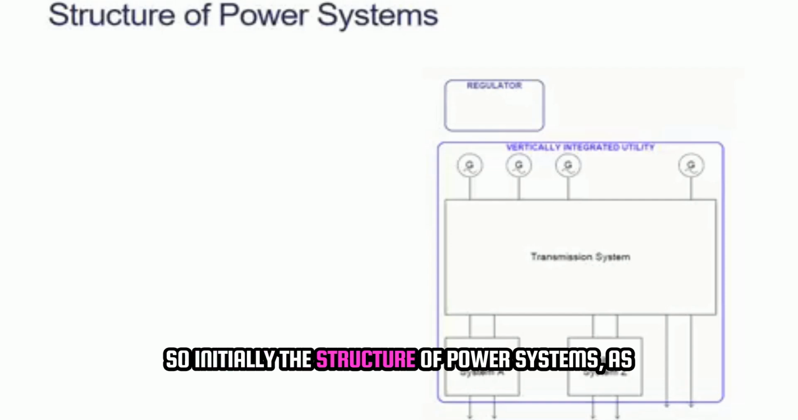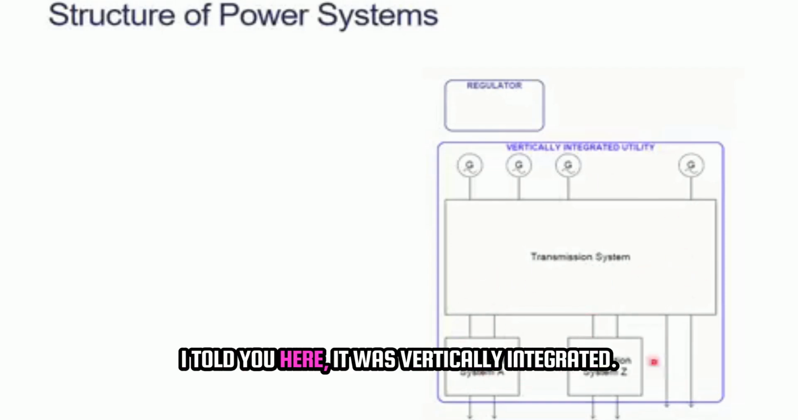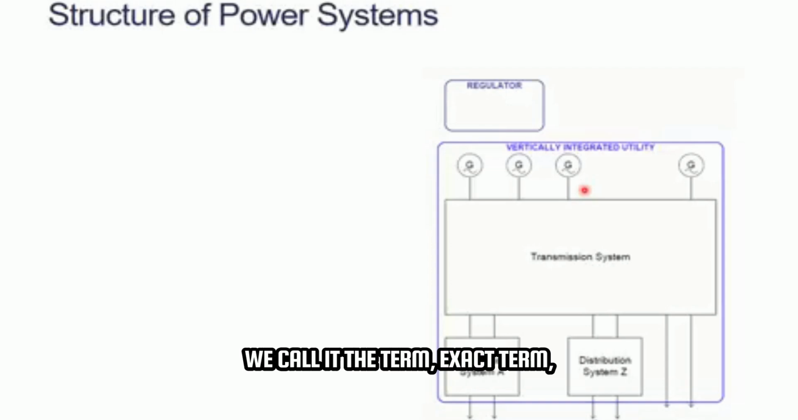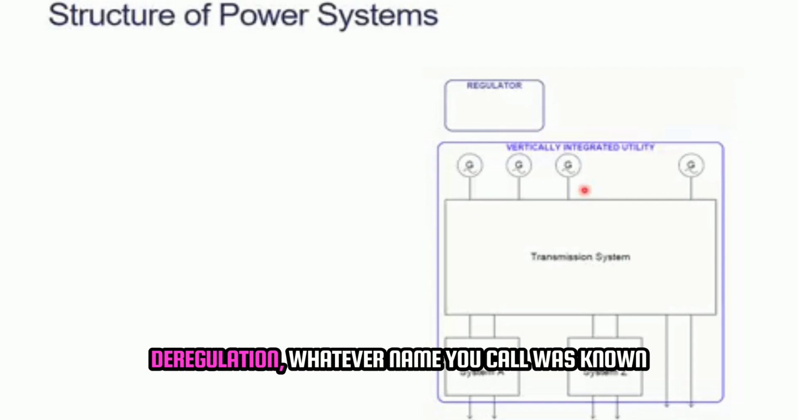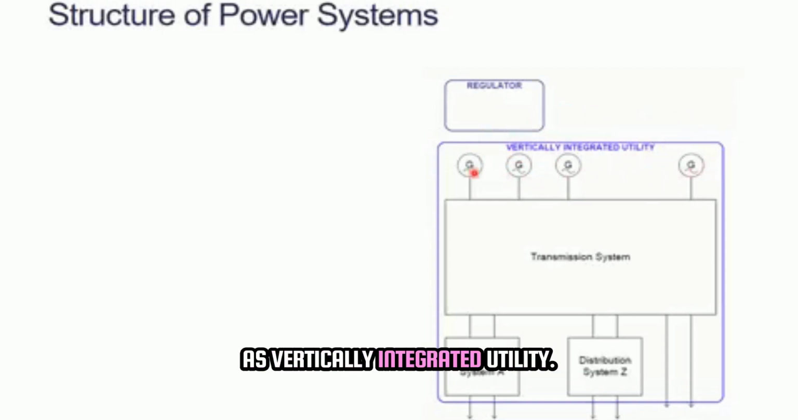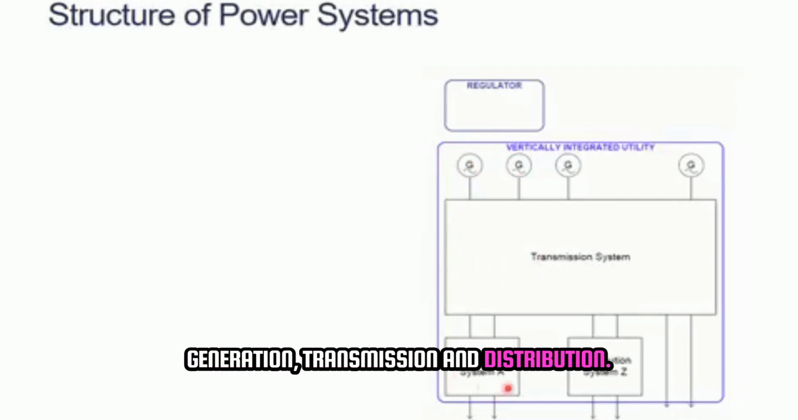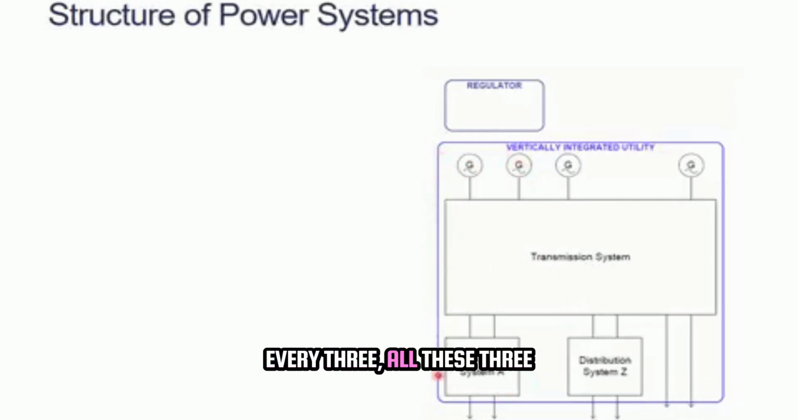Initially, the structure of power systems, as I told you, was vertically integrated. We call it the exact term before the liberalization, restructuring or deregulation, whatever name you call it. It was known as a vertically integrated utility. And vertically integrated means everything: generation, transmission and distribution, all these three come under one organization.